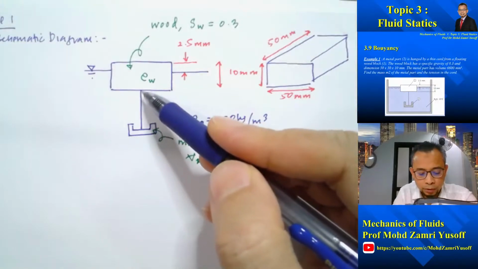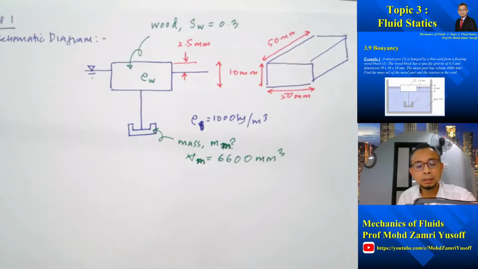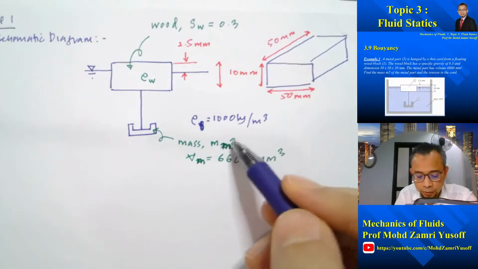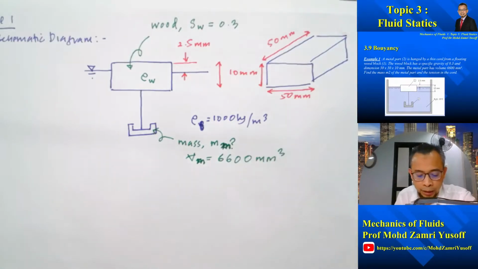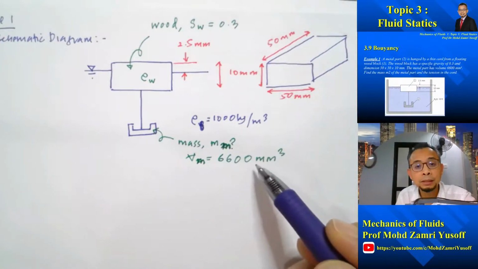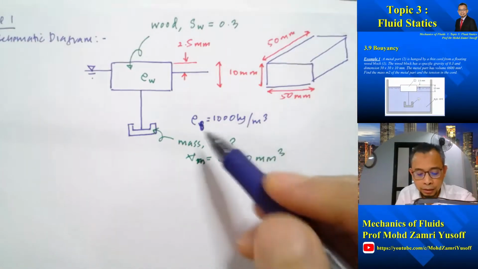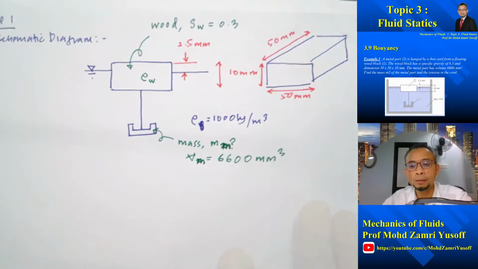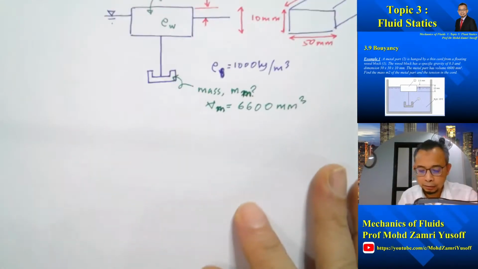And then the wood is connected to a metal part which is wholly submerged inside the water, and the mass is given by M metal. We are asked to find the mass of the metal. The volume of the metal is given as 6,600 millimeter cube, and we assume that the density of water rho F is equal to 1,000 kilogram per meter cube.